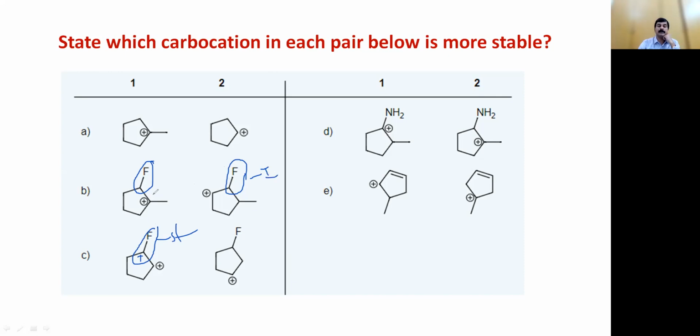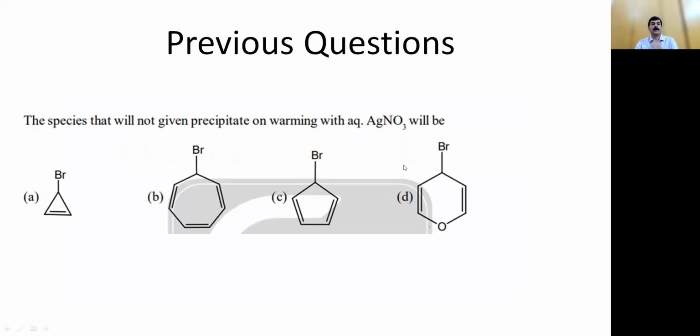Try to remember: if the heteroatom is directly attached to the positively charged carbon, it will stabilize. So therefore, this is tertiary. Remaining things are same. So adjacent, it will be having more stability because of the conjugation. Like that you can work on. Let's move on.